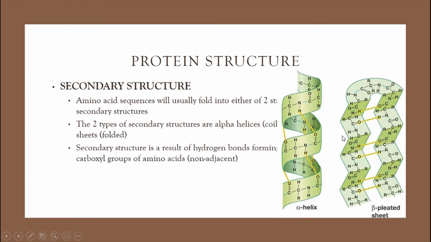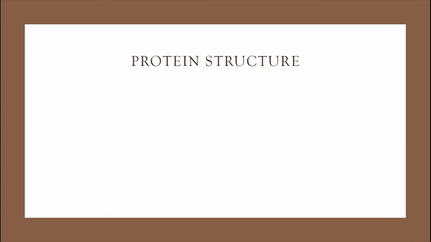In another way, it might be in a pleated sheet form. So this is simply just because, once again, we have hydrogen bonds forming between the amine group and the carboxyl group of a non-adjacent amino acid. It's just in sort of a different way. So the distance or the number of amino acids between each hydrogen bond is different. So that's simply why this one is pleated and this one is helical. Let's move on to tertiary structure.